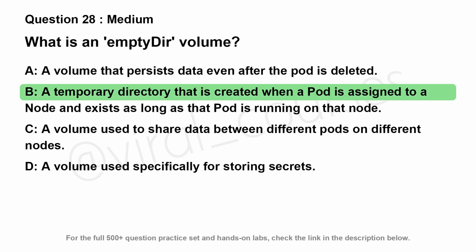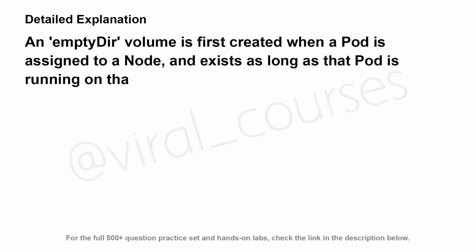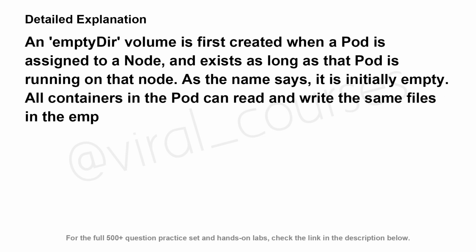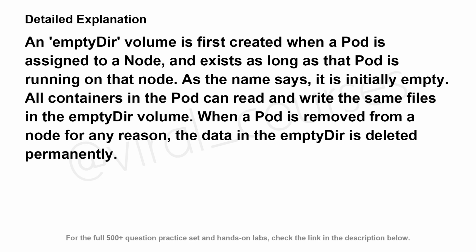The correct answer is B. An emptyDir volume is first created when a pod is assigned to a node and exists as long as that pod is running on that node. As the name says, it is initially empty. All containers in the pod can read and write the same files in the emptyDir volume. When a pod is removed from a node for any reason, the data in the emptyDir is deleted permanently.